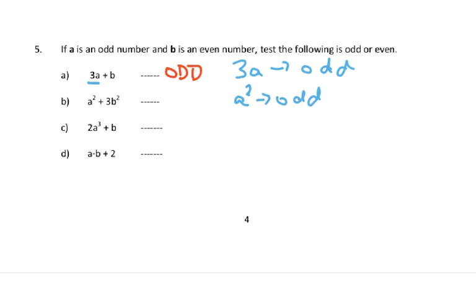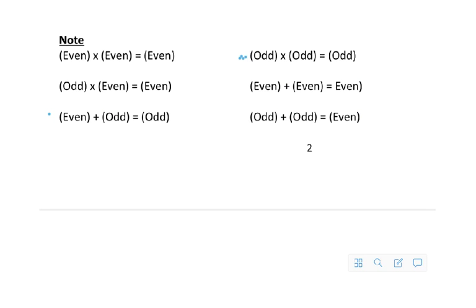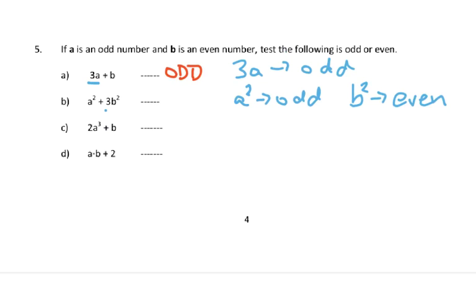And 3b squared, well, we should first look at b squared. So b squared, an even number squared, well, let's think about 4 squared, 16, well, that's also even. So if you multiply an even number by 3, which is an odd number, so even times an odd number, it's going to be even. So we've got now an odd plus an even, and we knew from part B that had to be odd.